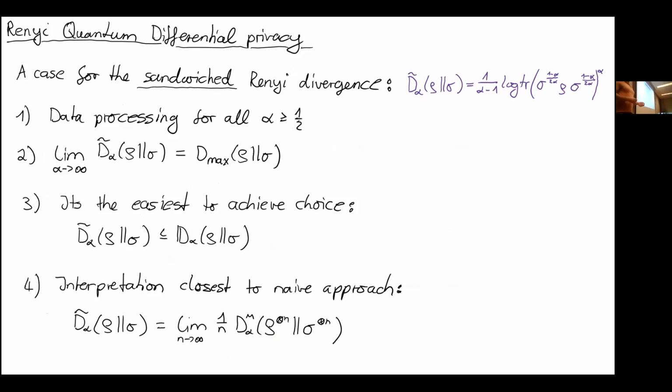Maybe just to briefly say, the last two are maybe the most interesting or non-obvious ones, which is that they are, one, the easiest to achieve. The sandwiched one is always the smallest of these divergences. And also, you can write this as a regularized measured relative entropy. I'm not going to go into too much detail. So in some sense, you do still have this interpretation of measurements on your quantum systems, just that you need to look at n copies of them.